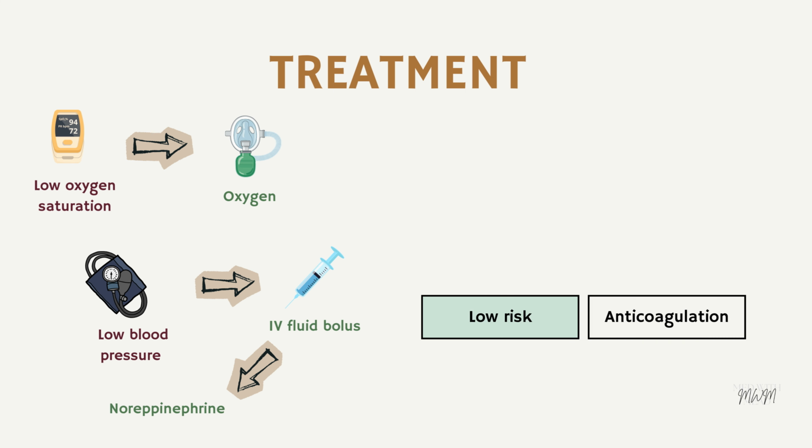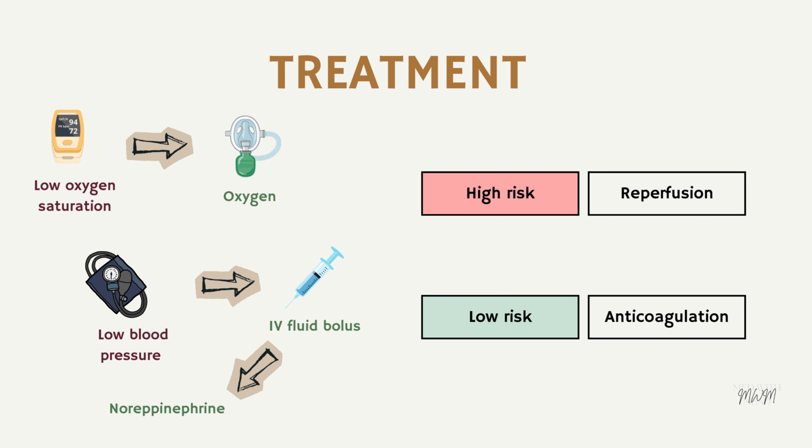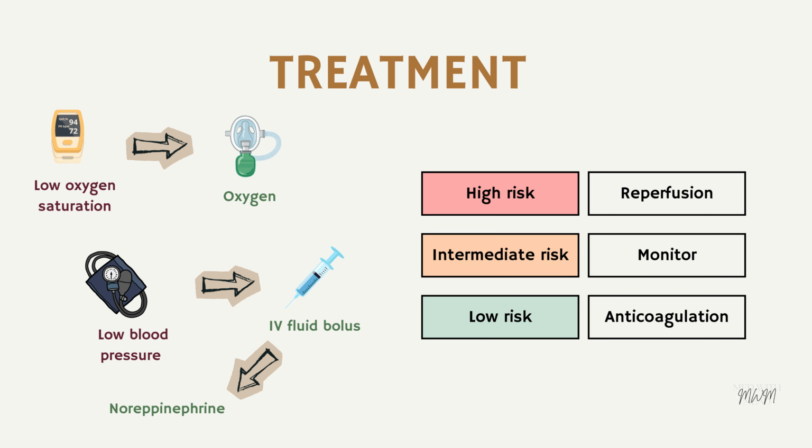For low risk patients, anticoagulation alone is enough. However, high risk patients need reperfusion, and it's either systemic thrombolysis or catheter directed thrombectomy. And finally, intermediate risk patients should be monitored closely since they can deteriorate quickly.